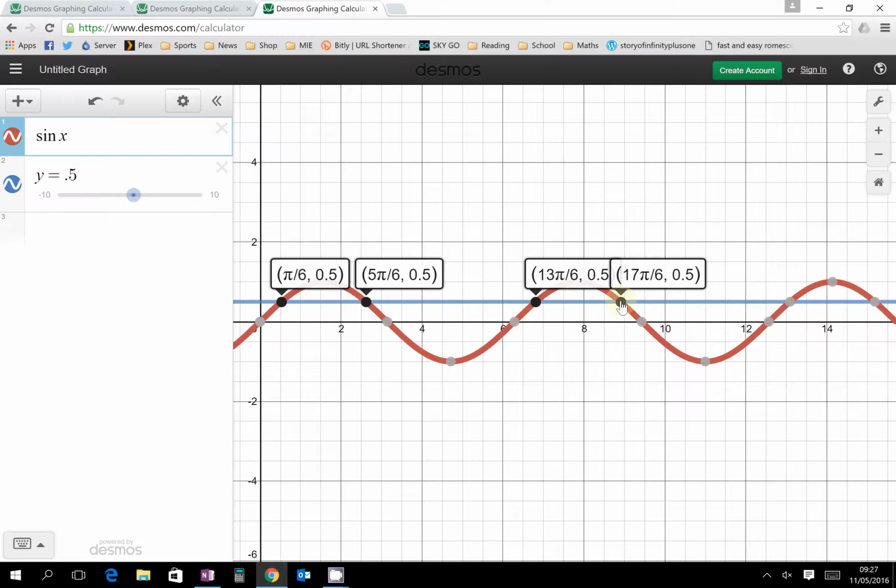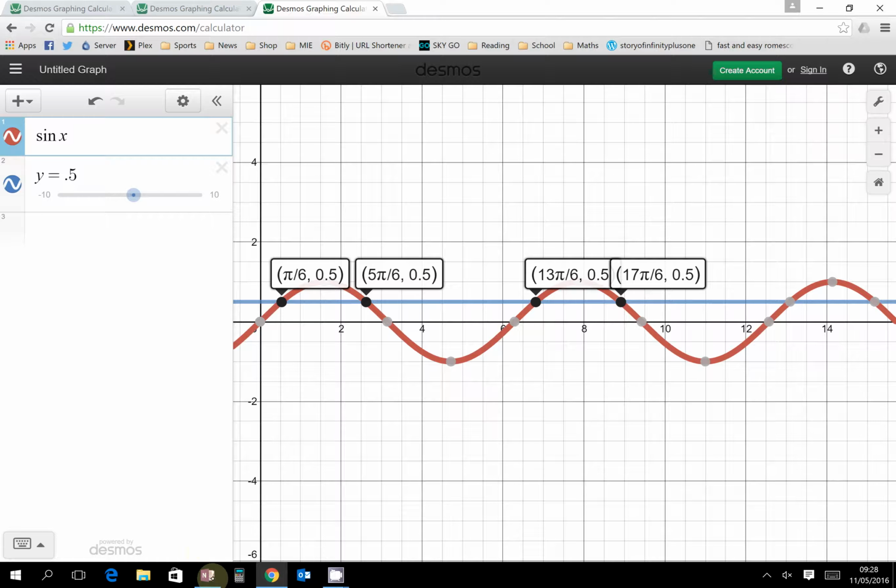How many points am I going to have if I keep on going like this? Infinite points. But what I can do is write an equation that's going to generate these infinite solutions. And that's what the general solution idea is. Because a sine curve, or cos curve, whatever the graph is, it's going to keep on going. Therefore, it's going to keep on meeting y equals 0.5. So we're going to have infinite solutions. So how to figure that out is this particular problem.